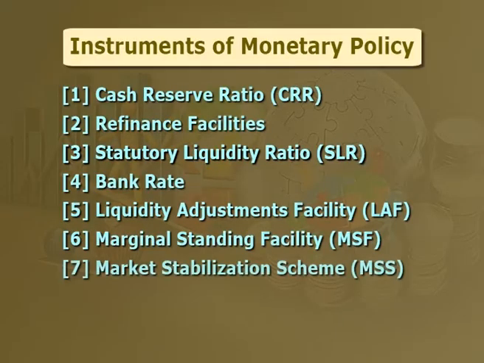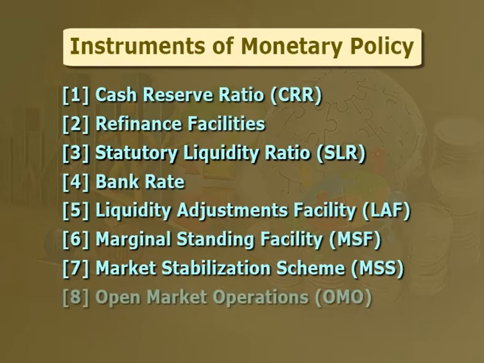Number 7, Market Stabilisation Scheme, also known as MSS. Securities that are issued with the objective of providing a stock of securities to the RBI to intervene in the market for managing liquidity.